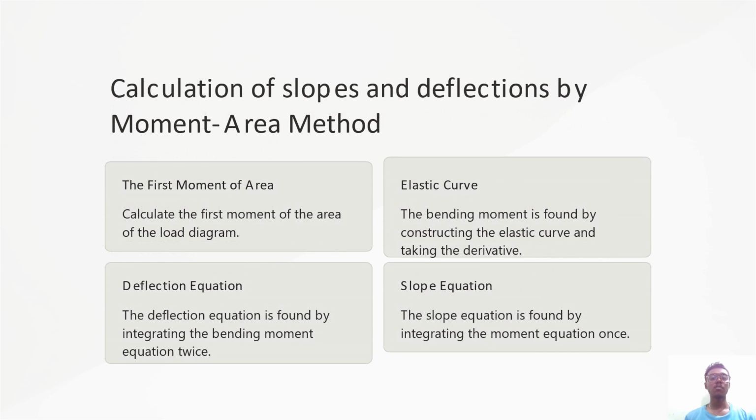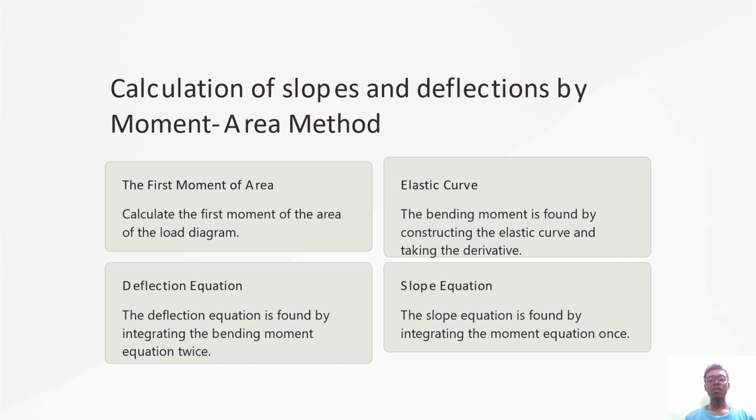Calculation of slopes and deflections by moment area method. The first moment of area. First we have to calculate the first moment of the area of the load diagram and the deflection equation. The deflection equation is found by integrating the bending moment equation twice, and we have to draw the elastic curve.